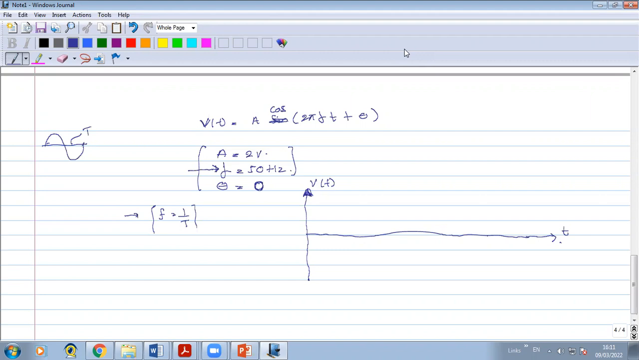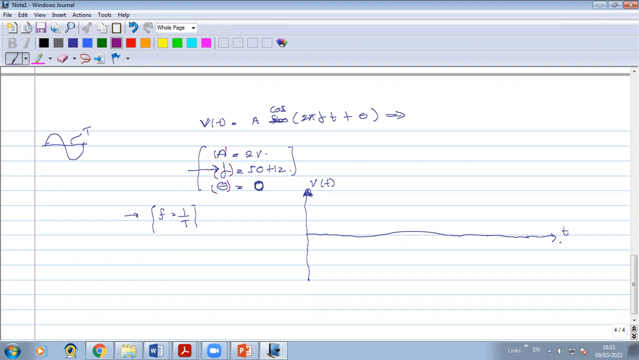Hello, did anyone try this? Okay, we will see how we can draw this. First thing is, you can see that this theta is equal to 0. So if I write it here with our given parameters, I have written it here.